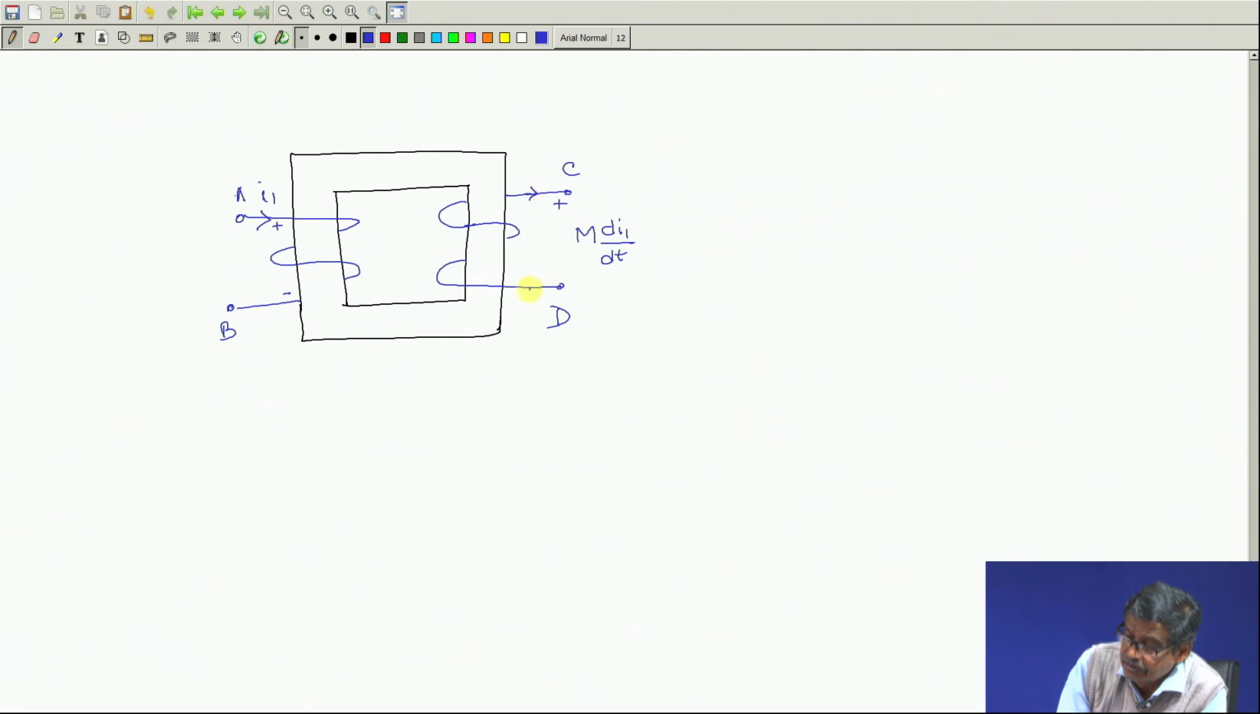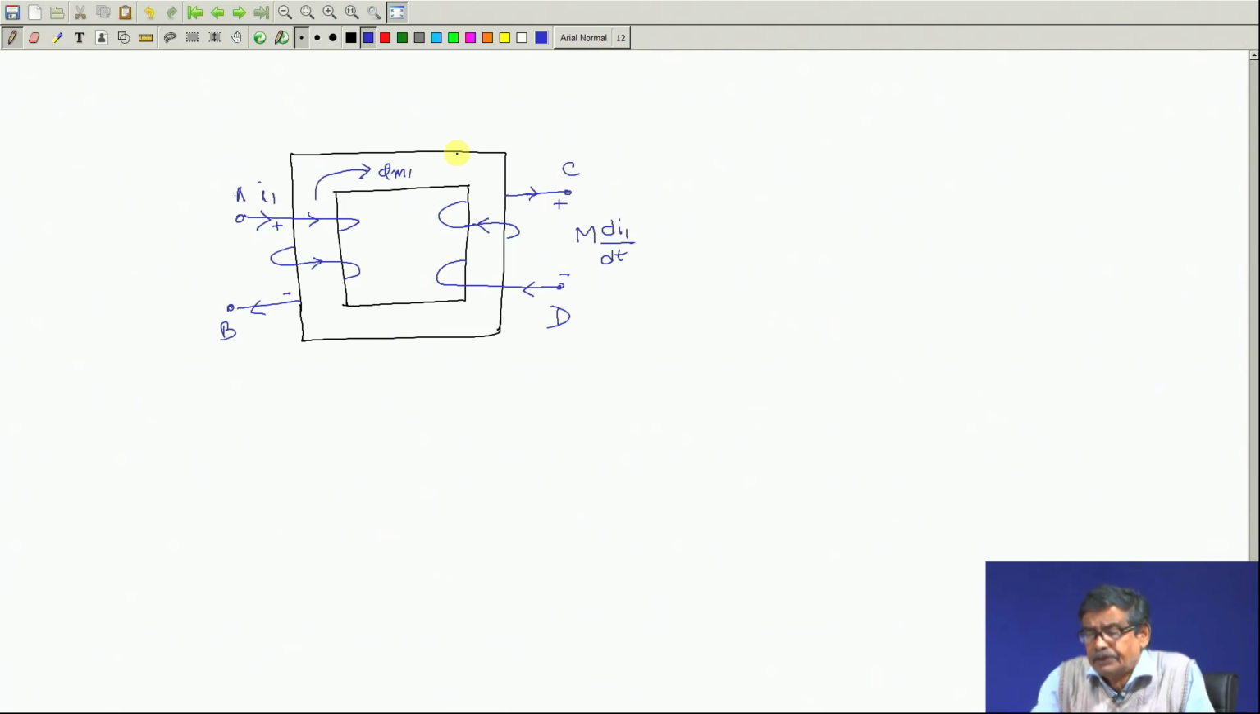If this is the direction of the current, through D current must come out and this will be the direction of the current. Here of course, the direction of the current is known and the flux which is causing the induced voltage across C D is in this direction at that instant. Now, I find if this is plus, this is minus, then the flux produced by the second coil will try to strengthen this further, which is not allowed by Lenz's law.